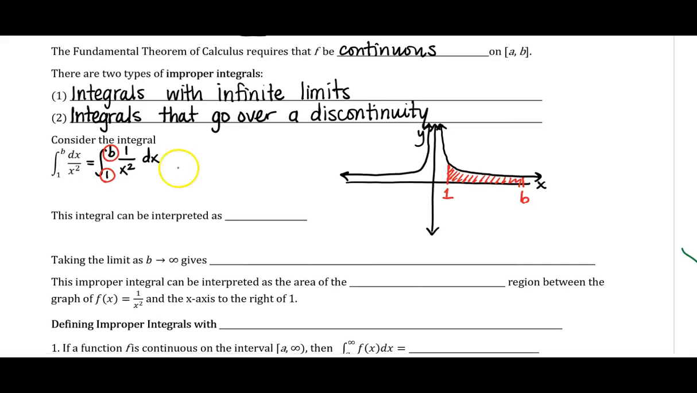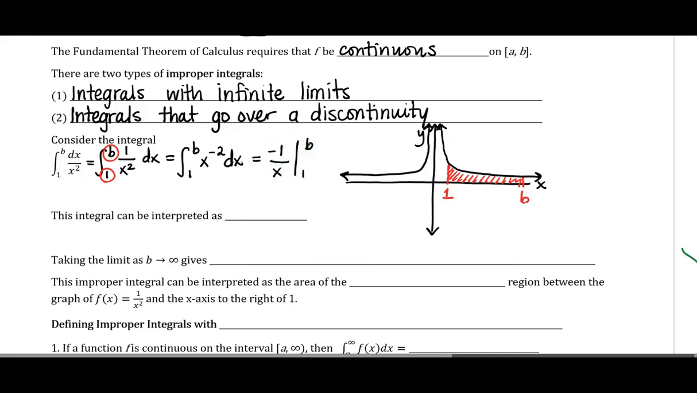So let's evaluate that. We're integrating from 1 to b, x to the negative 2 dx. We'll increase the exponent by 1, divide by our new exponent, and we evaluate this from 1 to b. I first plug in my upper limit of b, which gives me a negative 1 over b. And then I'll plug in my lower limit of 1, which gives me a minus negative 1 over 1, leaving me with 1 minus 1 over b for the answer to that integral.